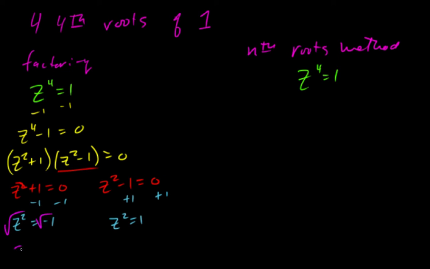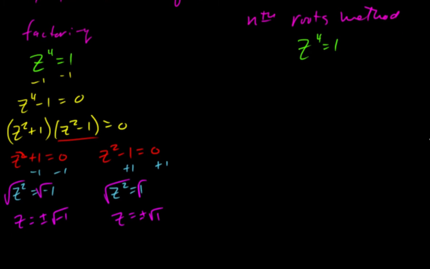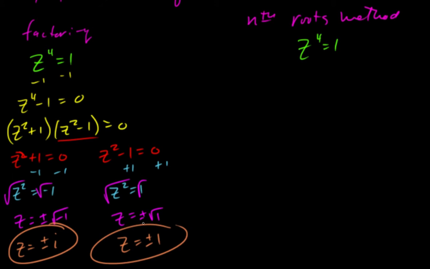Square root. Z is equal to plus or minus the square root of negative 1. And if we square root this one, z is equal to plus or minus the square root of 1. Then if we simplify both of those, this is plus or minus I. And this would just be plus or minus 1. Okay. So we have positive I, negative I, positive 1, negative 1. Those are the 4 roots.